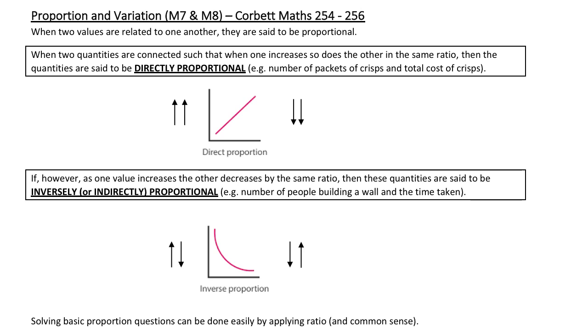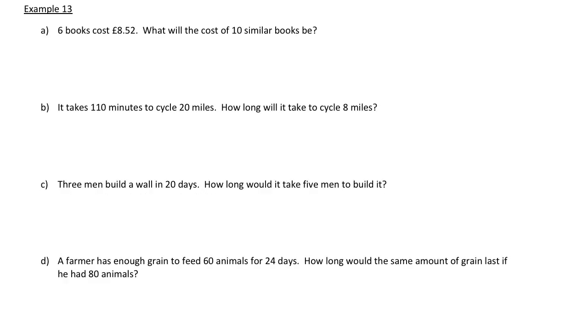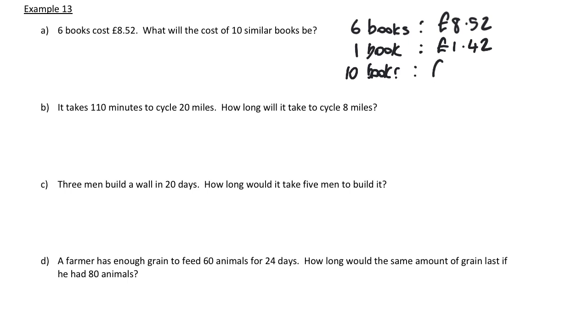Solving basic proportion questions can be easily done by applying a ratio and even some common sense. For example, 6 books cost £8.52. What will the cost of 10 similar books be? One way we could do this is to say that 6 books are proportionate to £8.52. So we could divide by 6 to get what one book is equal to. Dividing £8.52 by 6, we get £1.42. So then 10 books will cost £14.20.